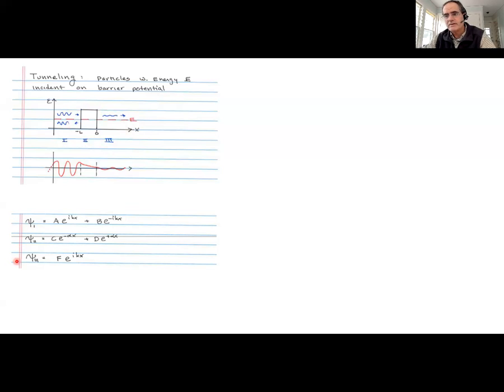And now what we're going to do is to use the boundary conditions at x equals 0 and x equals minus L to match up the solutions. And by assuming that the wave function is continuous at each boundary, and by assuming that its first derivative is also continuous at the boundary, we'll see that we can get an expression for F in terms of A. And that's our goal, because if we know F in terms of A, then we can figure out the probability of transmission. All right, so that's our manifesto. Now let's carry it out.